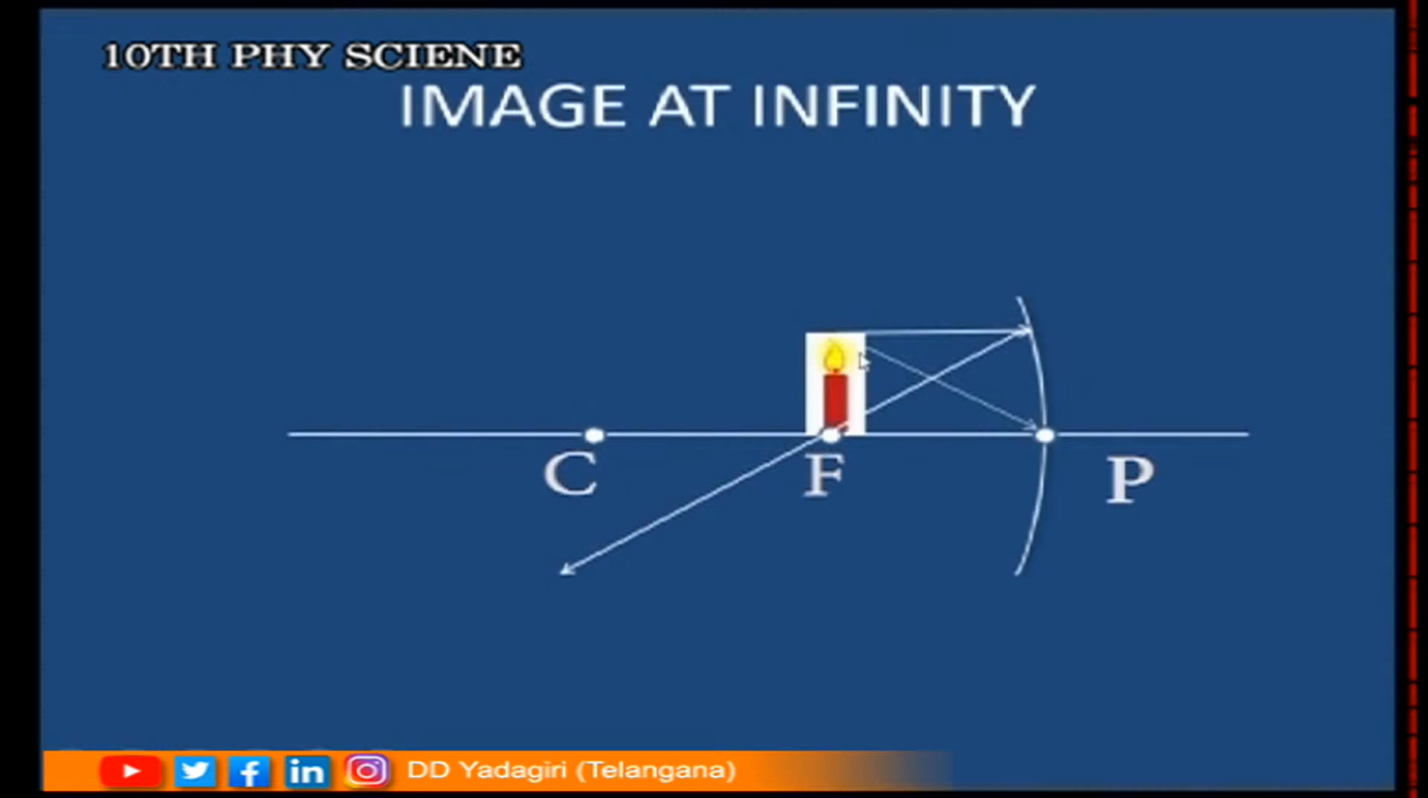Next, a ray which hits the pole of the mirror will be reflected with the same angle. If you see this, children, these two rays are parallel to each other. Do parallel rays meet anywhere? No, parallel lines do not meet anywhere. So even if you extend them backwards, they will not meet anywhere. That is why we say when the object is on F, the image forms at infinity. Children, I hope you understood this.